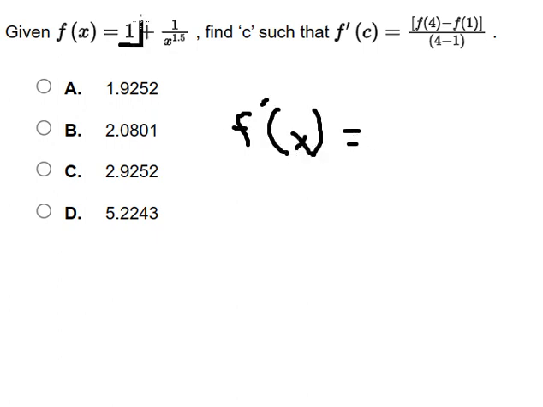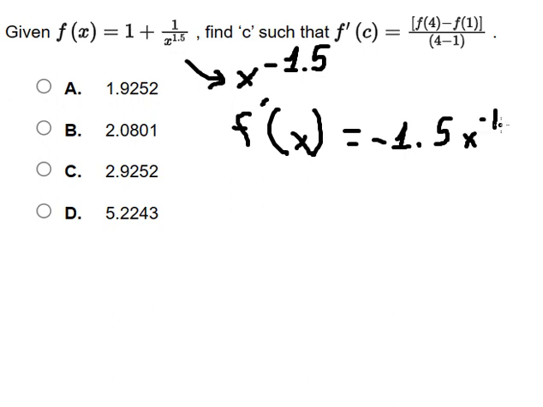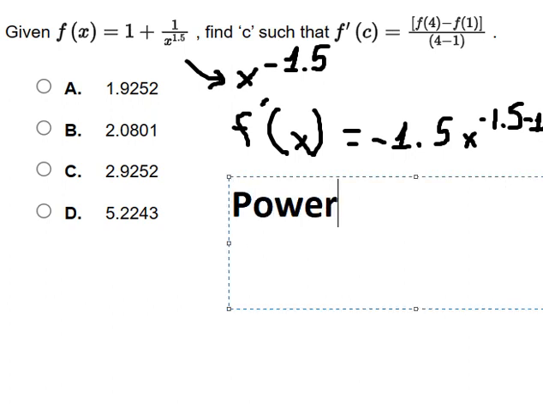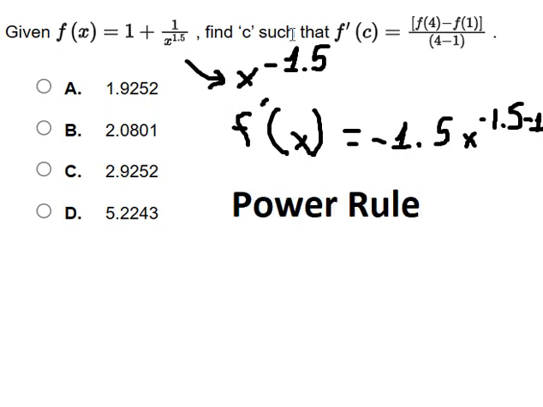We know that this is about the constant, so you get number 0. This one we can transform into x to the power of negative 1.5. So if we take the first derivative, we have it like this. This is the formula of the power rule of derivative. So here is the formula.